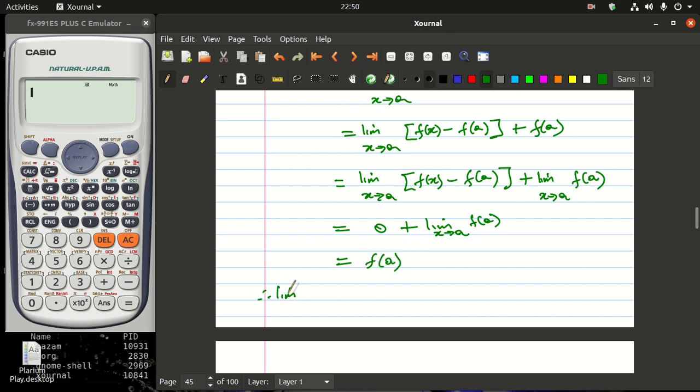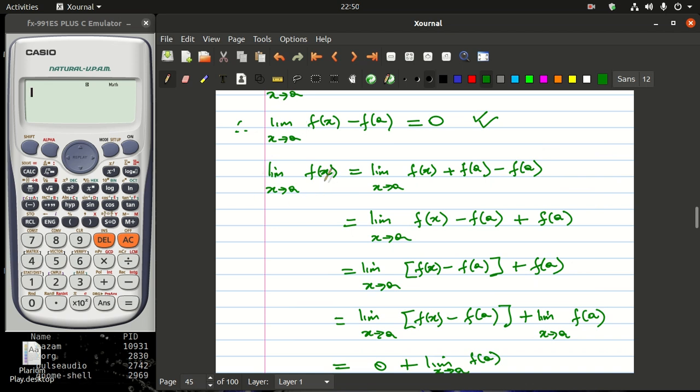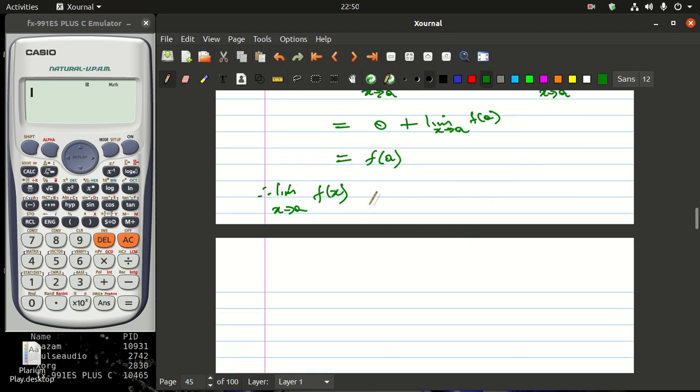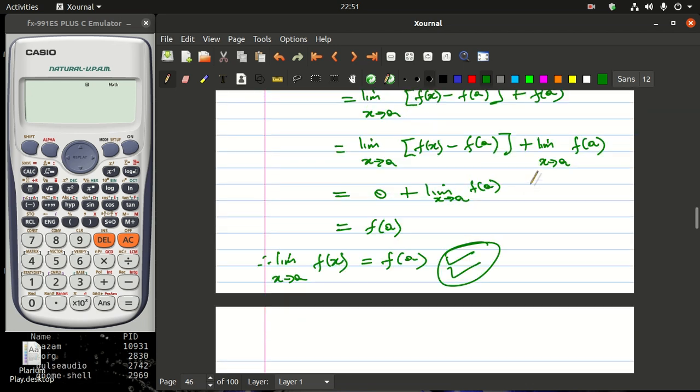Therefore, the limit as x approaches a of f of x, which was always on the left hand side, is actually the same as f of a. And we're actually done proving this whole thing. Can you see how easy this is? It's not that hard at all.